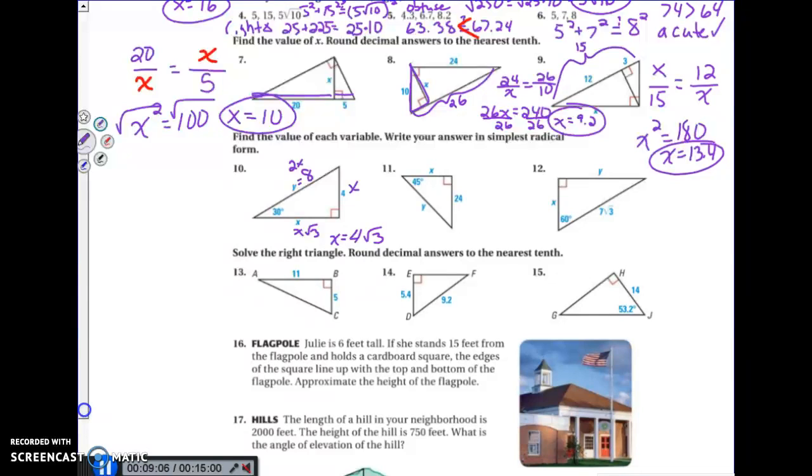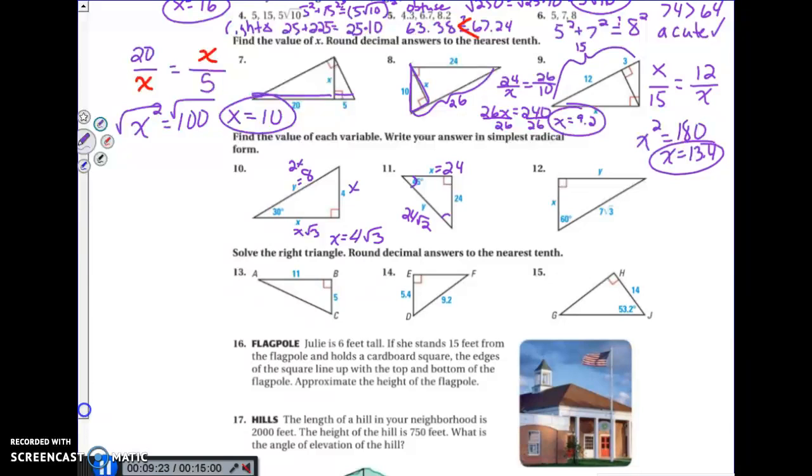Number 11, 45, 45, 90 triangle. So that means x is going to be 24, because it's an isosceles triangle. And then the hypotenuse is whatever the leg is times radical 2.